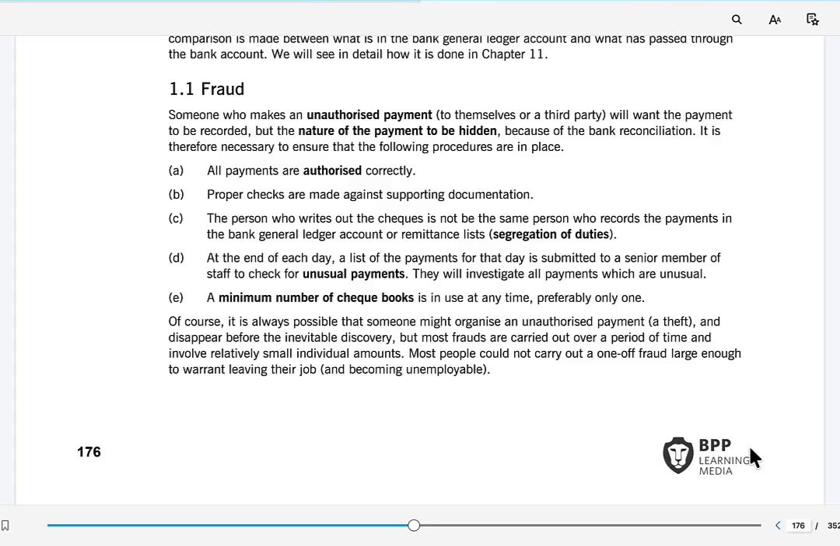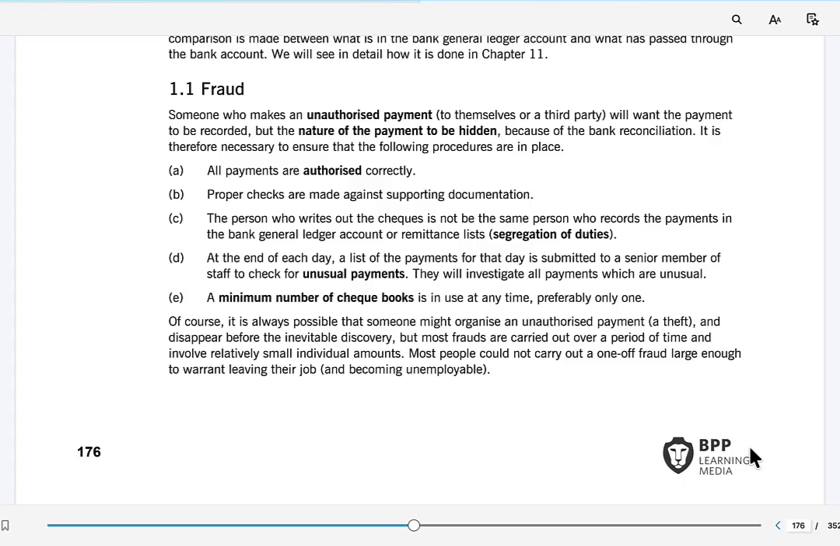Mistake 3. Students do not understand segregation of duties. They think one person doing everything is faster. Yes, it is faster, but it is dangerous because it creates an opportunity for fraud. Mistake 4. Students confuse fraud with errors. Error is accidental. Fraud is intentional, so always keep that difference clear.